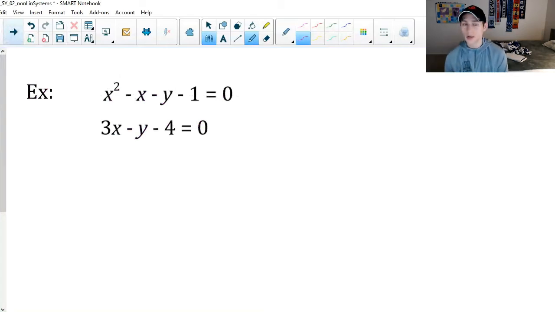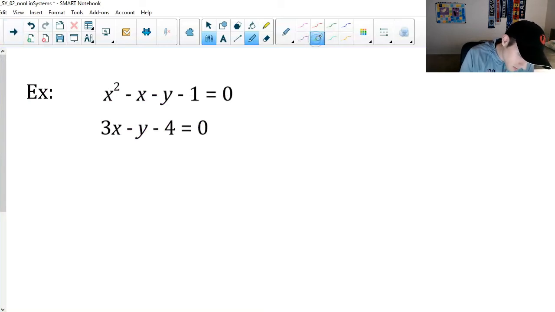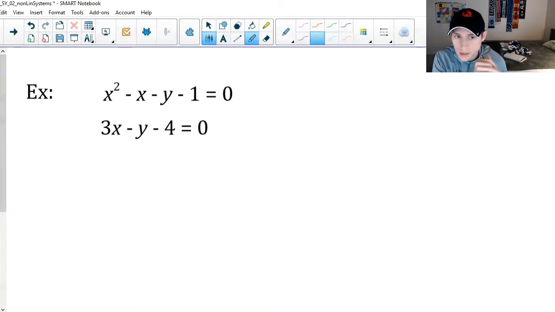So we'll just do a couple quick examples today. First of which: x squared minus x minus y minus 1 equals 0, and 3x minus y minus 4 equals 0. So this is kind of a more basic system. The only squared term is in that first equation, just an x squared. We'll eventually get to equations that have x squared and y squared in both equations. But this one only has one quadratic term, and so this would be really nice for us.